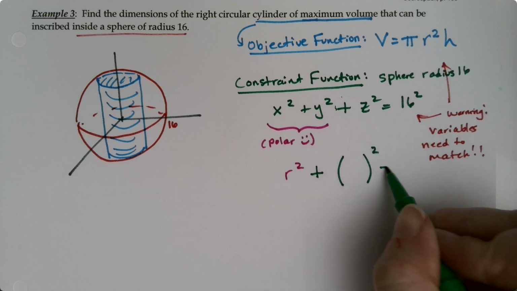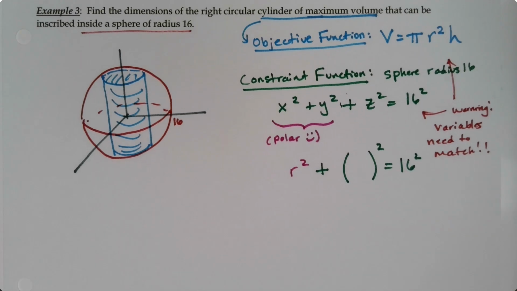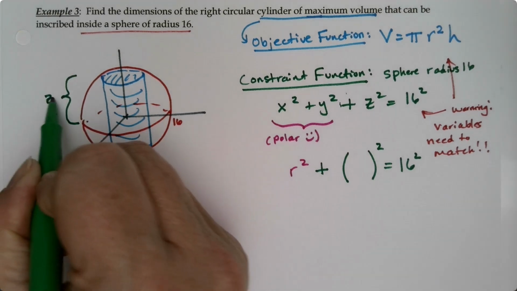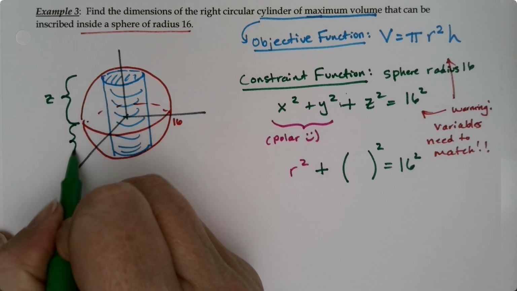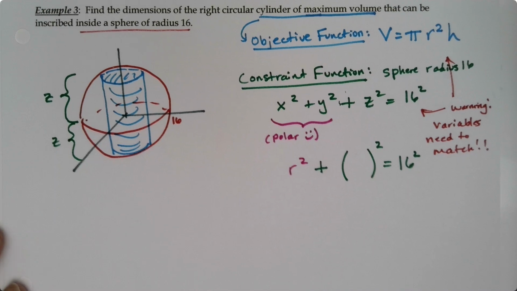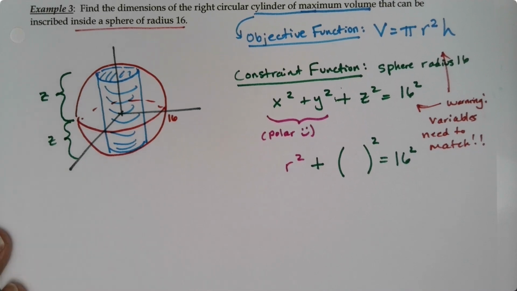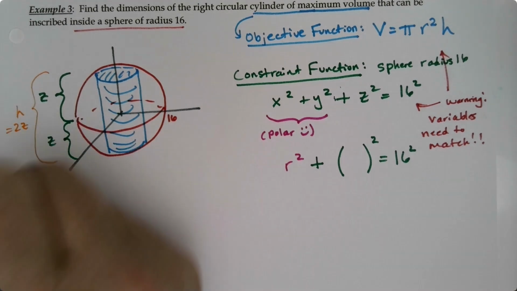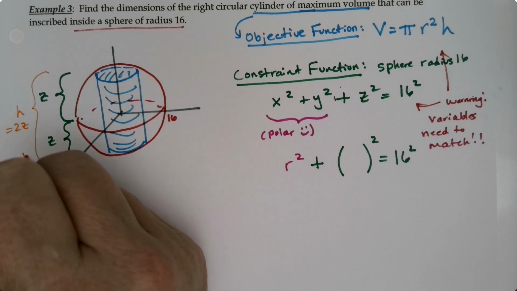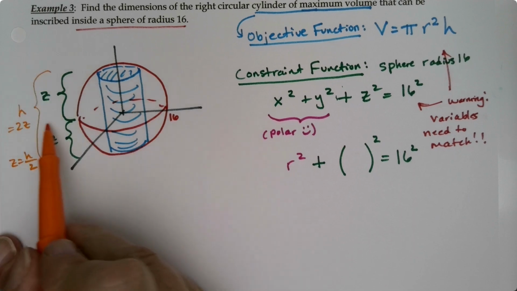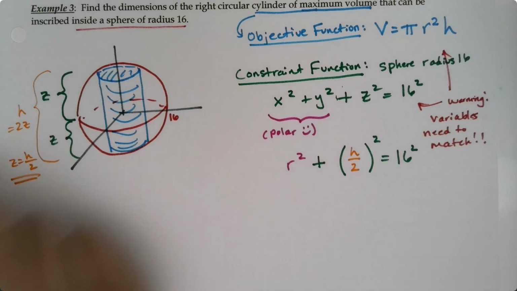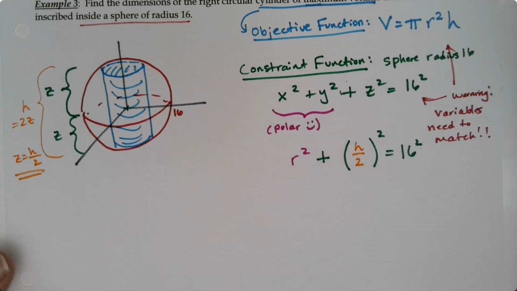Now this is where we need to look at our diagram. That's the z. Now the z is from here to here. That's z. But z is also from here to here. So the height of the cylinder is 2 of those z's. So the height is 2z. So in other words, z is the height divided by 2, the full height cut in half. So that's what we'll use over here, height divided by 2. Since height is 2z, then height divided by 2 would be 1z.